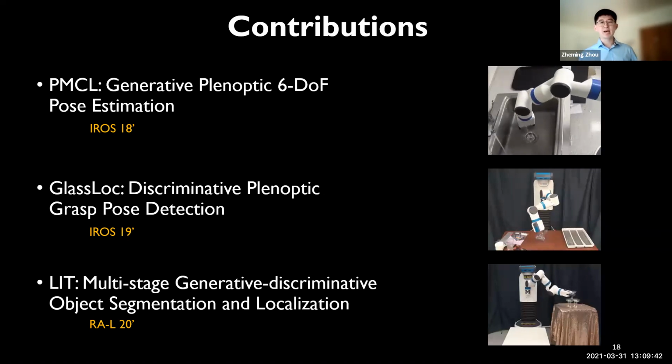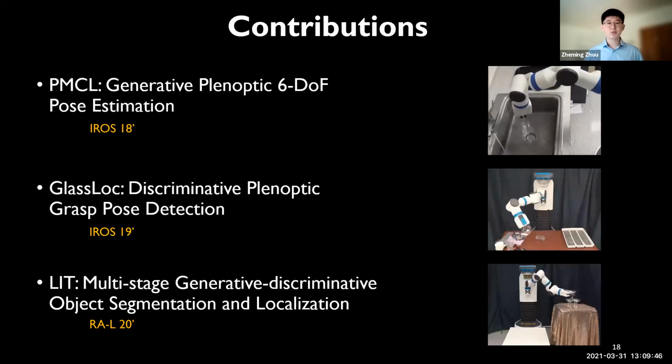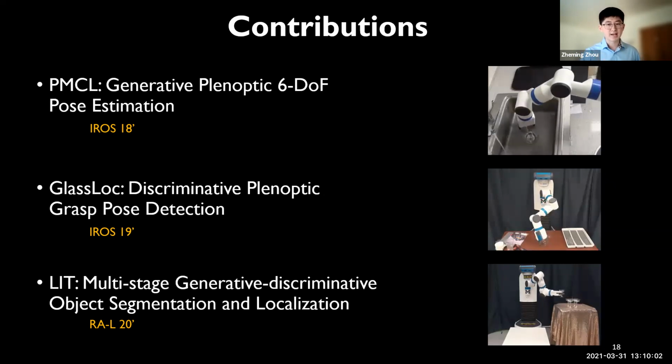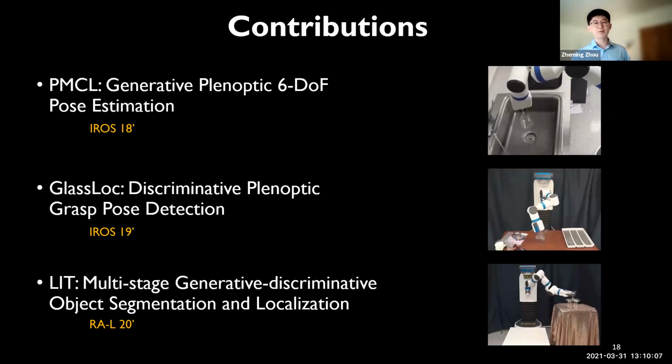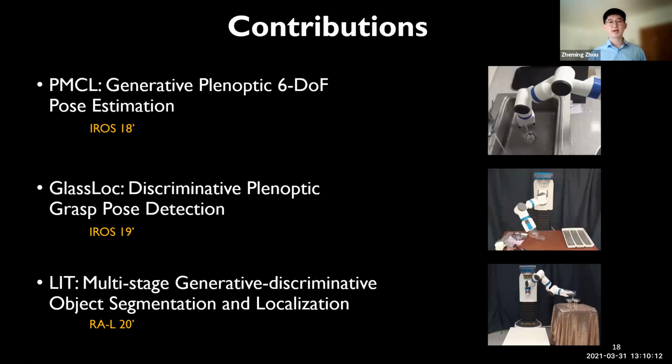The first work, PMCL, is short for Plenoptic Monte Carlo localization, which enables robots to estimate a single transparent object's 6-degree-of-freedom pose in an uncluttered environment. The second work, GlassLoc, aims to enable robots to perform grasp actions under transparent clutter using a discriminative grasp pose detector.